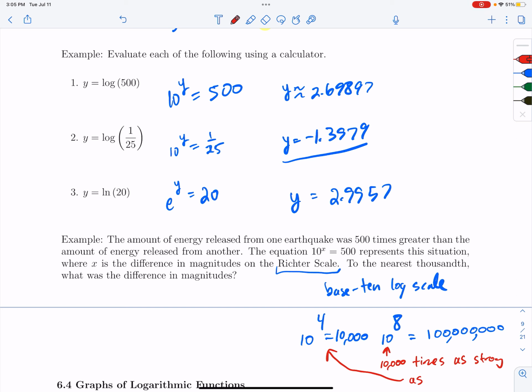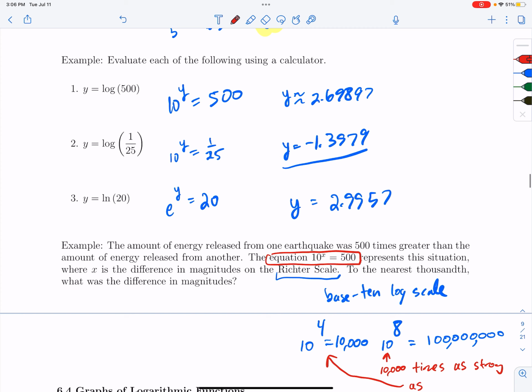Okay, so the equation 10 to the x equals 500 represents the situation of an earthquake that is 500 times greater than some other earthquake. To the nearest thousandth, what's the difference in magnitude? So we've actually already solved this up here. So the difference in magnitude is about 2.69. So what that means is the exponent, that's what the exponent is getting multiplied by there.